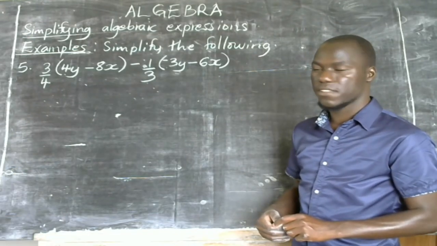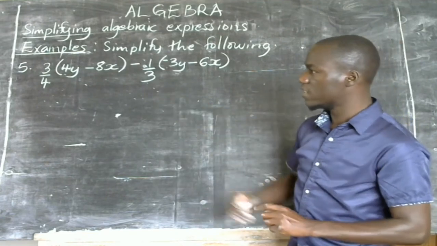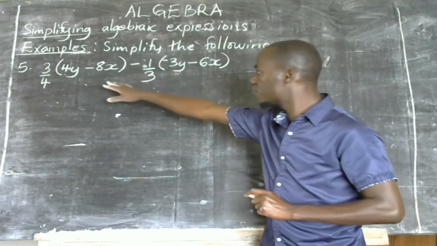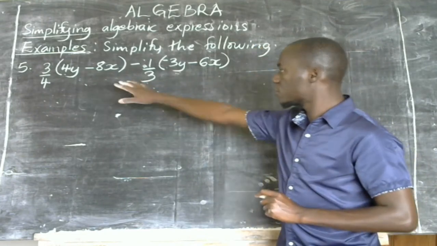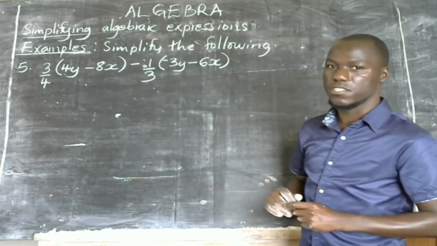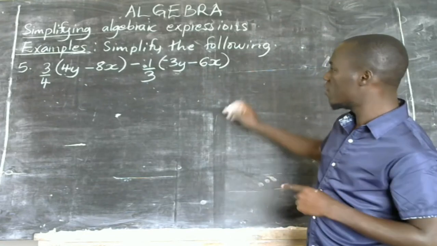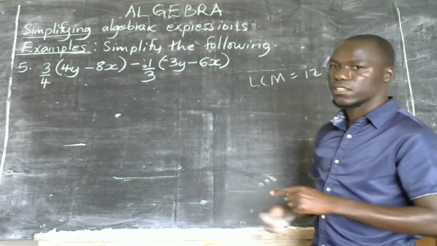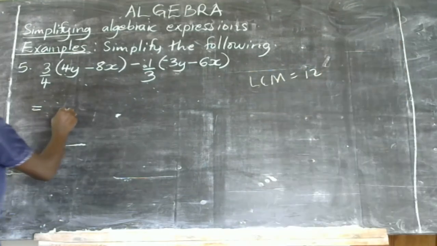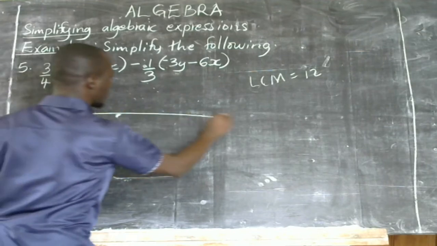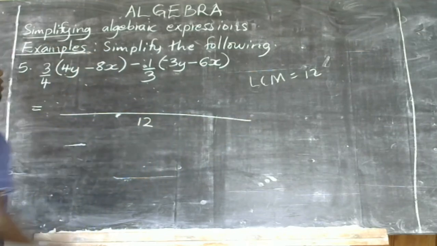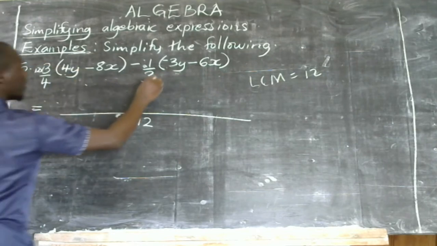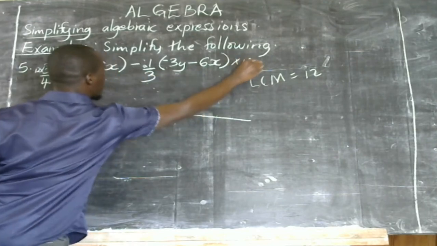My example 5, I have that there. So even these, they have fractions. I'm going to get the LCM of the denominators. LCM of 3 and 4 is 12. So that's going to be my 12. Then times 12 here. Then even here times 12.